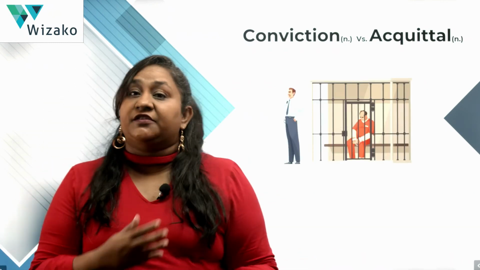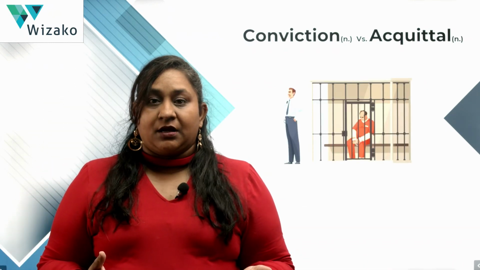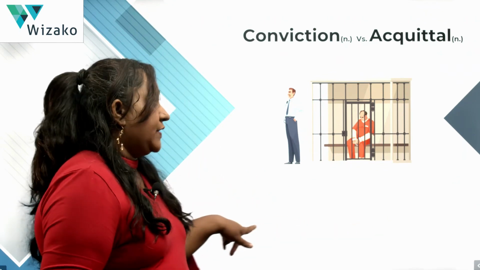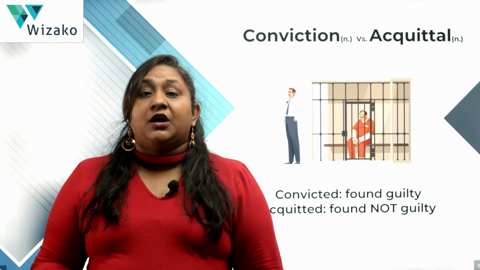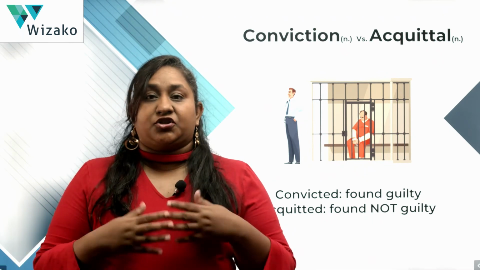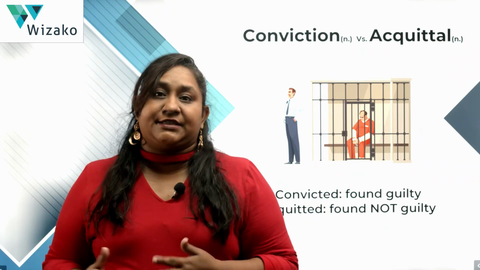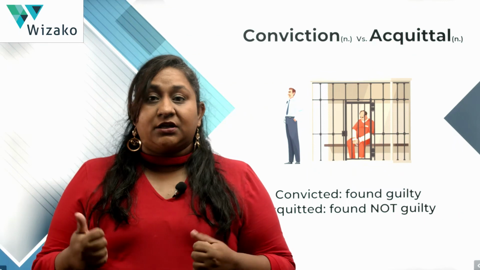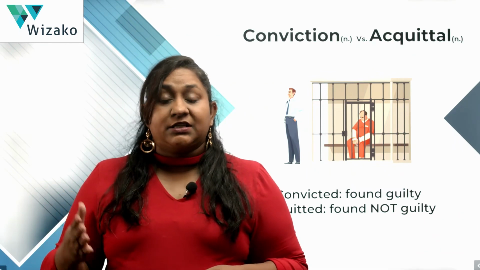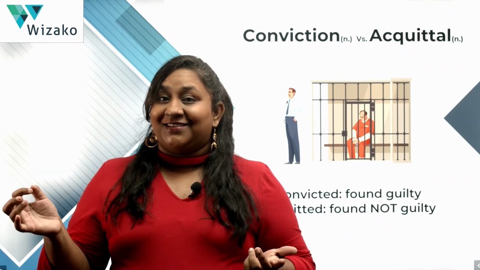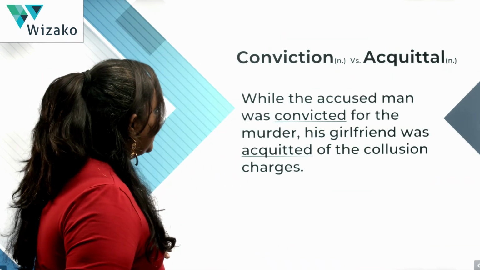To convict someone is to find them guilty of a crime and give them a punishment. The antonym of that is to acquit someone, and that means that the person who was accused of a crime was found not guilty. So they were released and there is no longer any legal proceeding against them. So that's why you have convict and acquit. Another way to remember acquit is you're quitting the accusations. So, acquit.